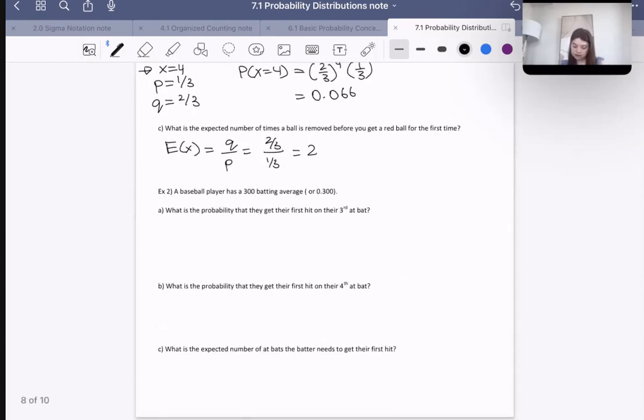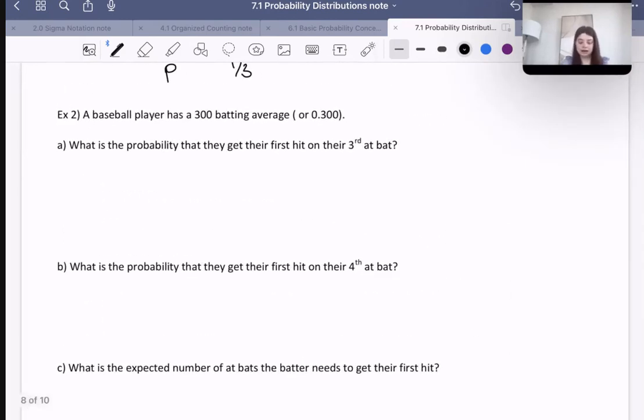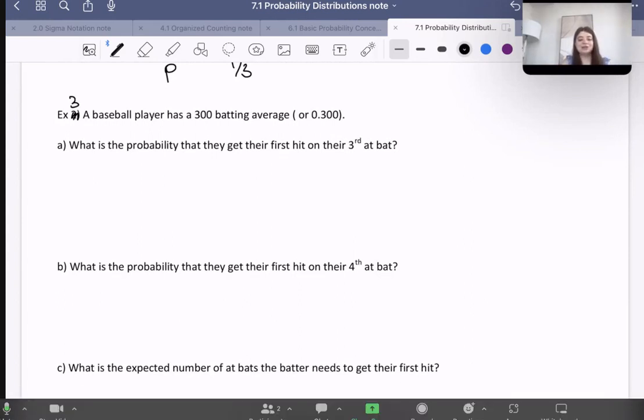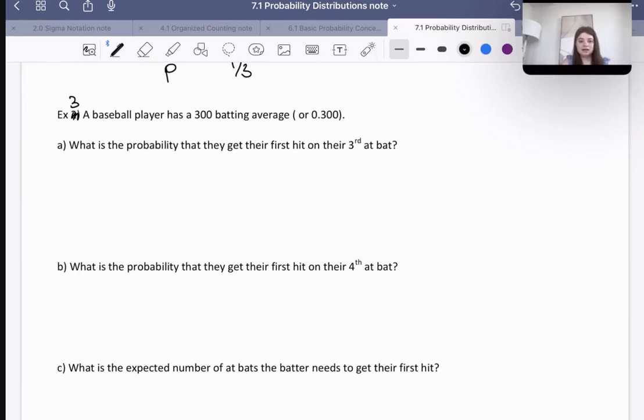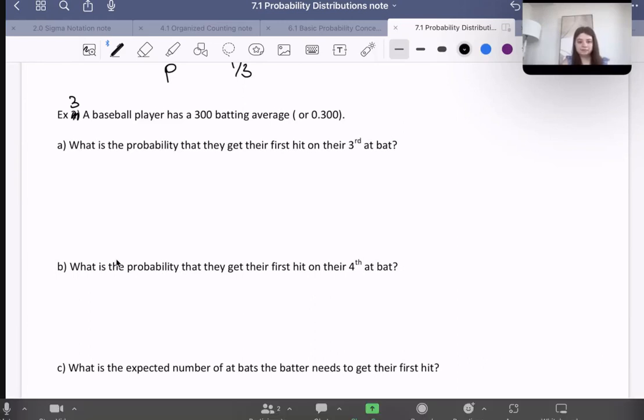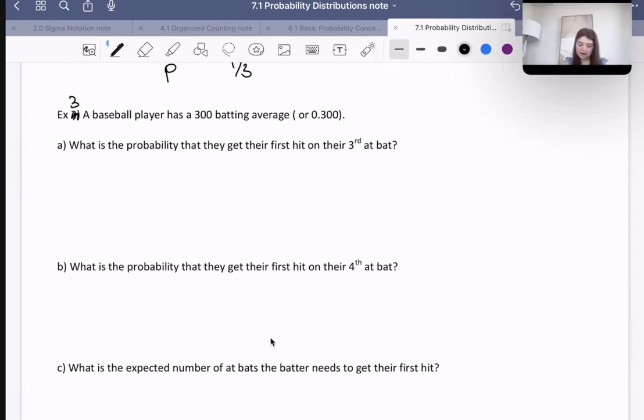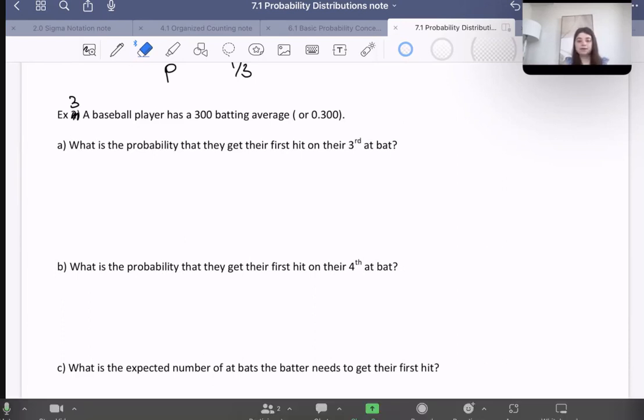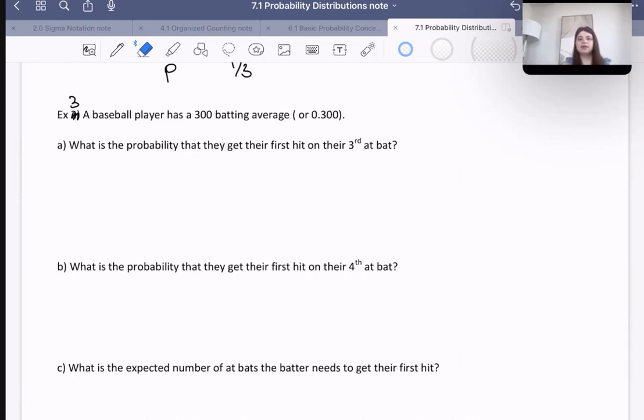Okay, so let's do one last example. It says example 2, but this actually should say example 3, as this is our third example here. And it says a baseball player has a .300 batting average, which is 0.300. The first question asks, what is the probability that they get their first hit on their third at bat?